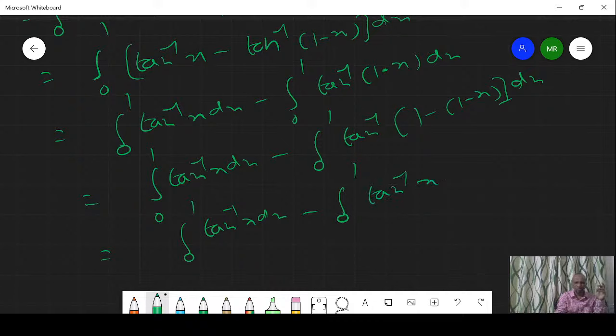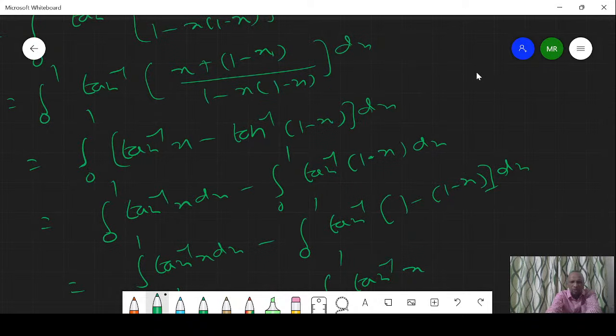I have written here, you can observe one mistake. Tan inverse of x plus y by 1 minus xy. This is plus, by mistake I have written minus, because tan inverse x plus tan inverse y. We should write plus there. You should write tan inverse x plus tan inverse y.